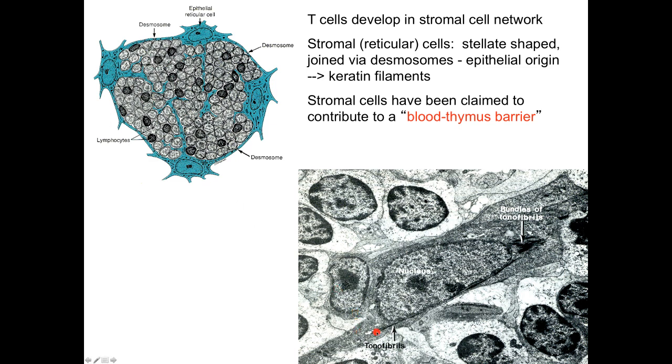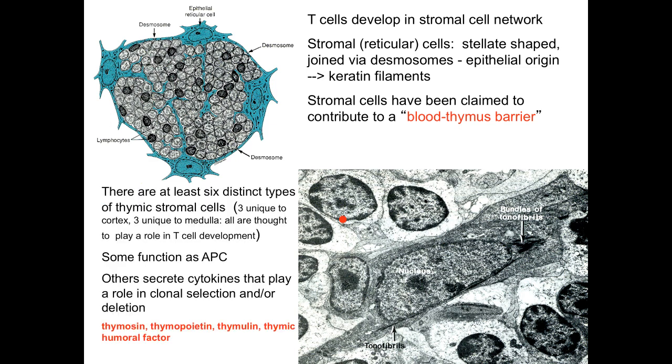In the electron micrograph, you see these bundles of tonofilaments. These tonofilaments or tonofibrils would stain positively with keratin. And then the micrograph shows T cells developing in the thymic cortex. There are at least 6 distinct types of thymic stromal cells, 3 that are unique to the cortex, 3 that are unique to the medulla.